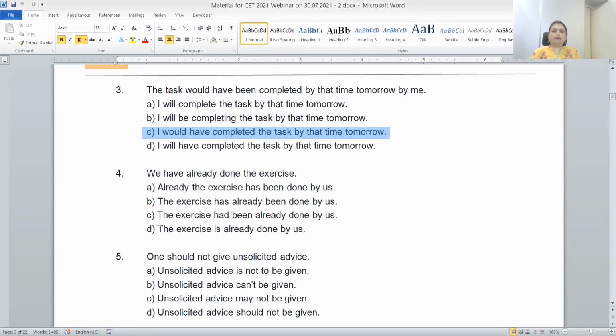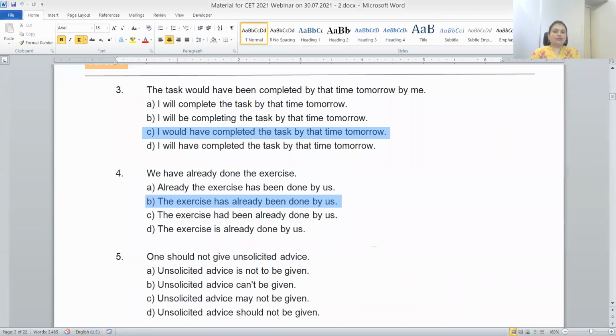Children, option B. Isn't that the right answer? The exercise has already been done by us. See, children, some children have given me the option as D. See, what is option D, children? Just check. The exercise is already done by us.